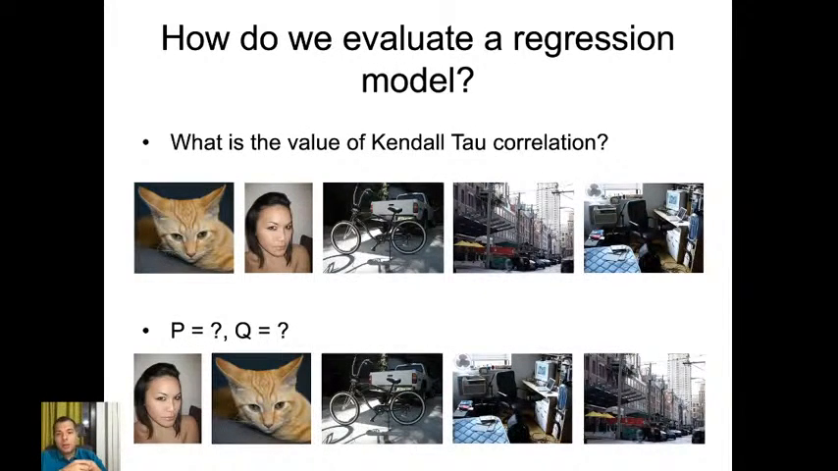Okay, and now given that you know what a concordant and discordant pair is, my question is what is the value of Kendall tau? So you can try to give the final answer, or try to compute the components.